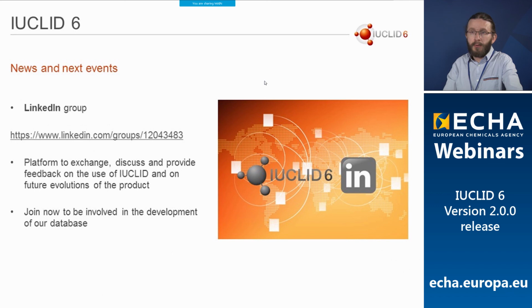I'm referring also to the LinkedIn group. It's a platform to exchange information and discuss any information on Euclid. So the type of questions you are sending now could also be shared on the LinkedIn group. If you believe that other users have the same questions, then why not open a thread in the LinkedIn group and ask not only ECHA, because we are monitoring this LinkedIn group, but other Euclid users to share their experience and possibly answer the questions as well. And it's a good source of input for us also to plan the future development of the Euclid tool.